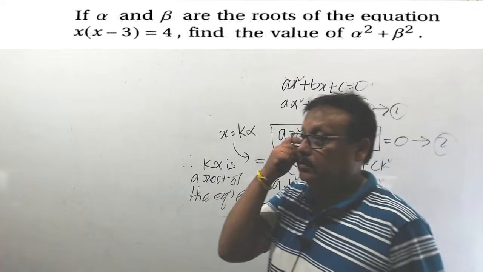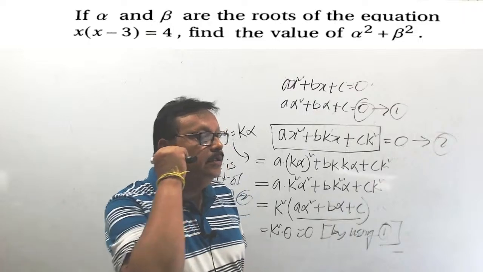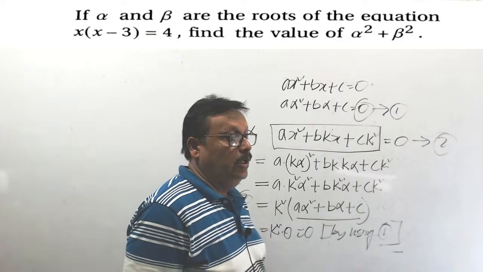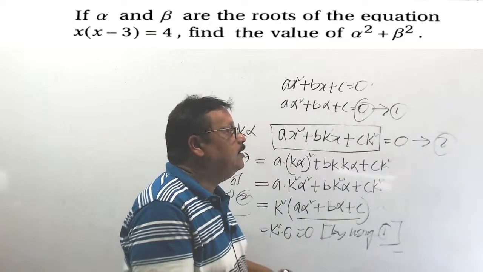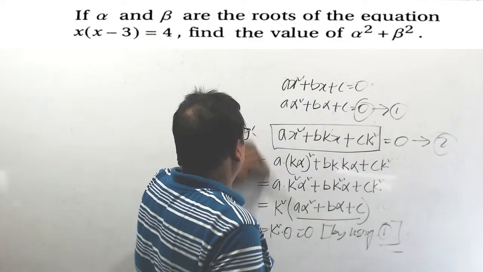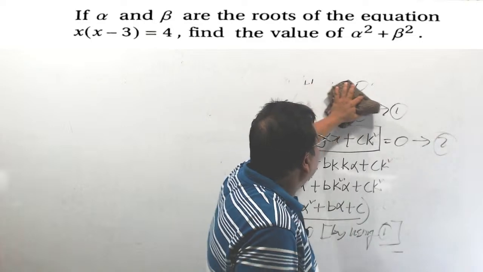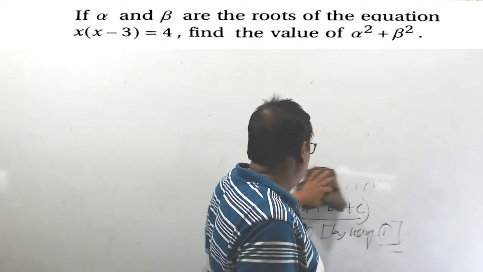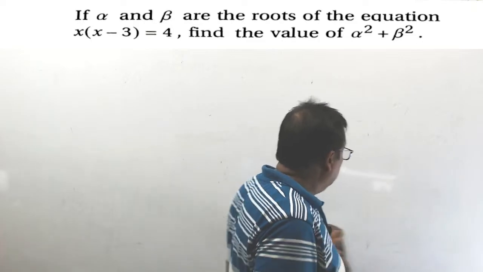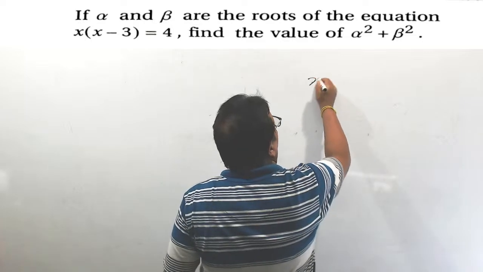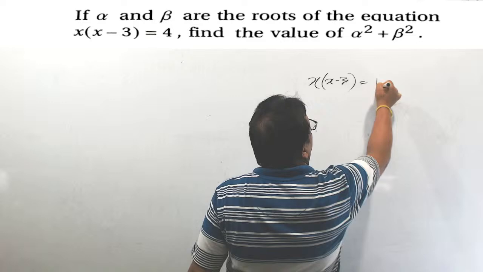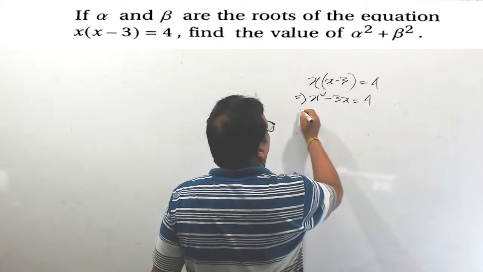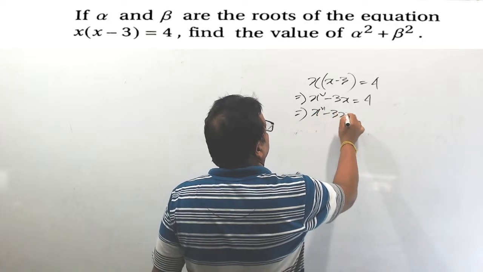Next one. If alpha and beta are the roots of the equation, find the value of alpha square plus beta square. Already we have done the same pattern, but one thing you have to do here first: the given equation is not in the standard form. You have to convert the equation into the standard form. I am just showing you the hints. The equation is x into x minus 3 equals 4, that is x square minus 3x equals 4. This implies x square minus 3x minus 4 equal to 0.